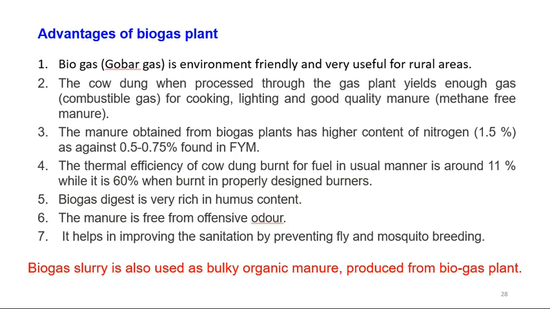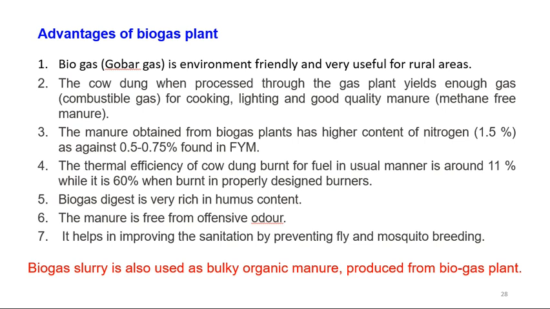So what is the advantage of biogas plant? Biogas is environment friendly and very useful for rural areas. The cow dung, when processed through the gas plant, yields enough gas for cooking, lighting, and good quality of manure because it is methane free. The manure obtained from biogas plants has higher content of nitrogen as against that found in farmyard manure.